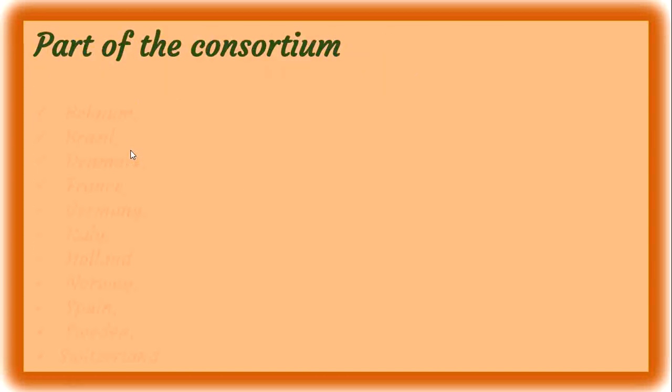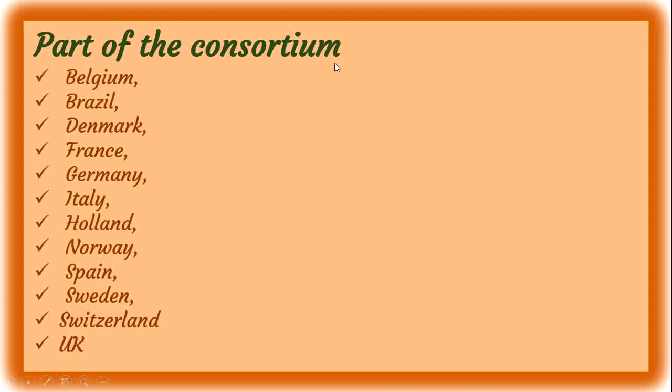Part of the consortium. So what are the parts of the consortium? And also Belgium, Brazil, Denmark, France, Germany, Italy, Holland, Norway, Spain, Sweden, Switzerland and UK are also part of the consortium. That is, these countries are also part of the International Space Station. So what are the parts of the consortium? Belgium, Brazil, Denmark, France, Germany, Italy, Holland, Norway, Spain, Sweden, Switzerland and UK.